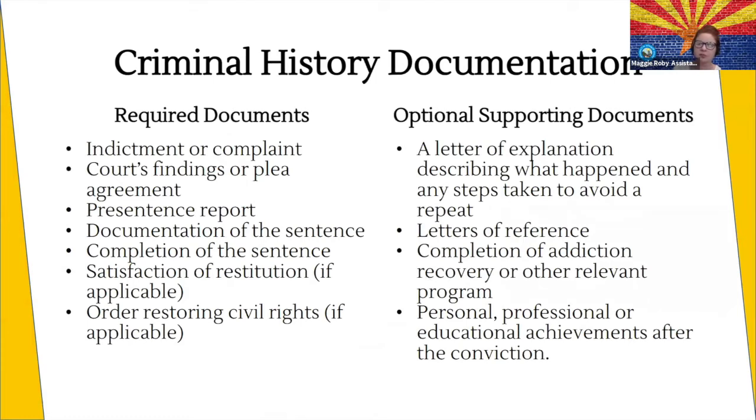So, criminal history documentation. If you have a felony conviction or a pending charge, it does not automatically mean that you're going to be denied. We will require, though, that you submit to us some documentation so that it can be reviewed, and then from there we can make the determination. Some of the required documents that we will ask for would be the indictment or complaint, the court's findings or a plea agreement, documentation of your sentence, any kind of satisfaction of restitution, or the order to restore civil rights.